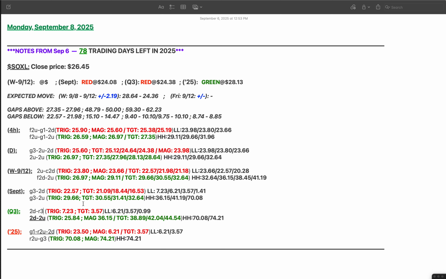But from a monthly perspective, we can see that the 2 down would trigger at 22.57 and have a target of 21.09 with some extended targets, and the 2 up would trigger at 29.66 with our first target being 30.15.